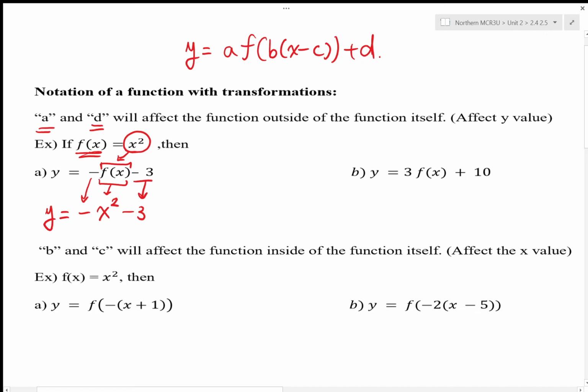Now, same thing over there. Again, I have 3 f of x plus 10, but we know that f of x itself is our x squared according to our statement. So then it will be y equals 3x squared plus 10. Okay, so that was easy and simple.